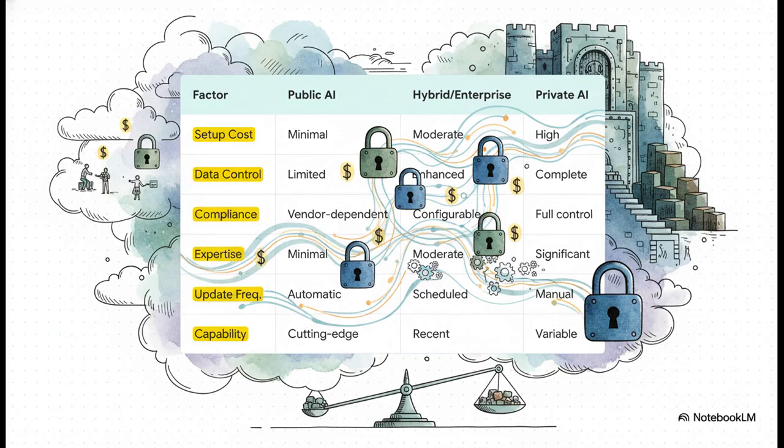On one end, you've got public AI, right? Super low setup cost, you barely need any expertise, but your data control is, well, limited. Then way over on the other end, you've got private AI. It gives you complete control, but yikes, look at that high cost and the need for significant expertise. And right there in the middle, you see the hybrid models, offering that nice balance between control, cost, and complexity.